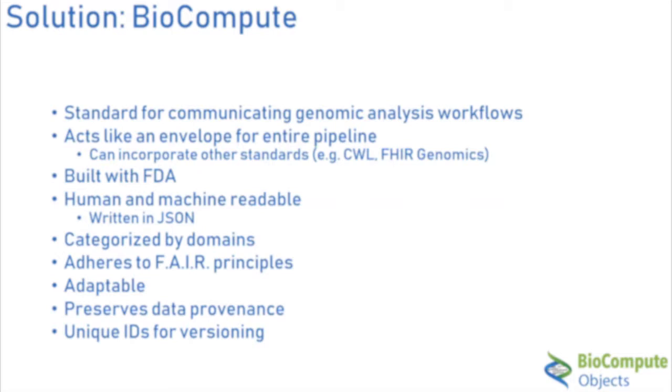It was written to be human and machine readable, so it's written in JSON, which is JavaScript object notation, and I'll show you an example of what that looks like in case you're not familiar with that. But it's a very simple, easy to use language. It's not a programming language per se, it's just a way of structuring data. It's categorized by domains at the top level, so these are sort of ways to conceptually break down a workflow in ways that make a lot of sense. So if you were interested in the metadata, there's a place to look for that. If you're interested in the parameters that were used to actually run the steps, there's a place for that, and so forth. And I'll show you an example of these things.